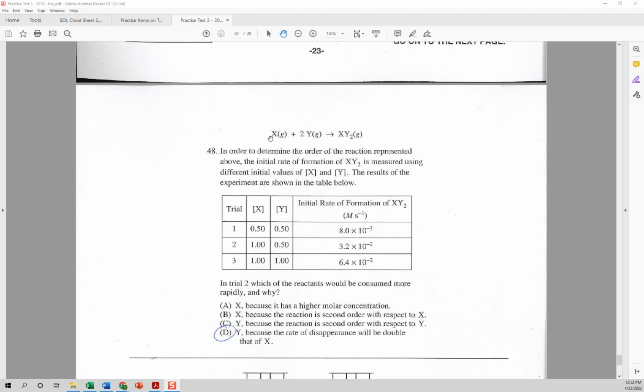It's just that you're going to lose Y twice as fast as you lose X, no matter what the trial. For every one X that gets consumed, you lose two Y. So Y is going to be consumed faster than X, always, because of that stoichiometric ratio. So the answer is D. Why? Because the rate of disappearance of Y will be double that of X. Always. Always. Okay.